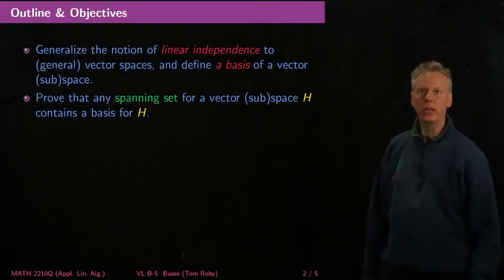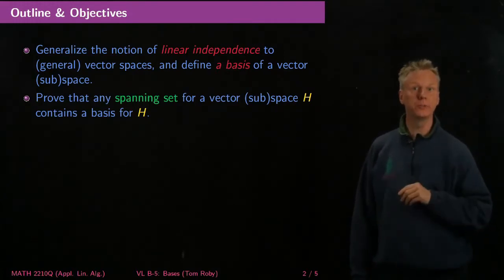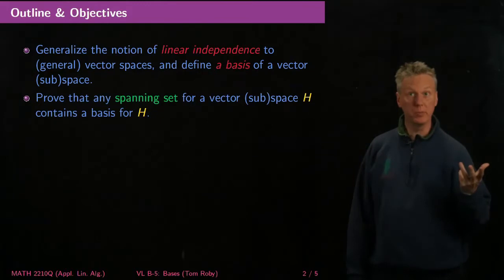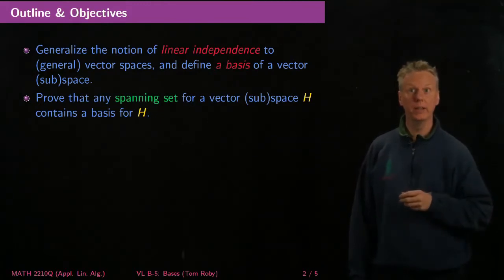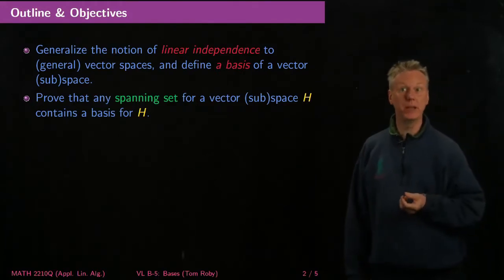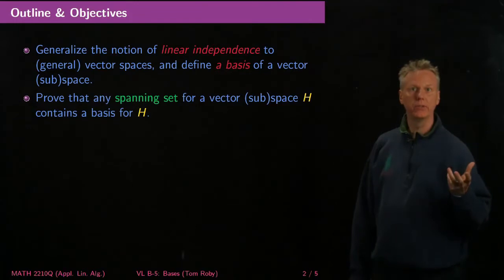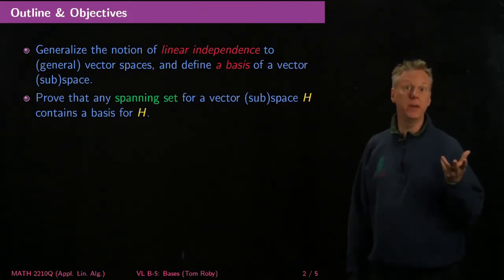We'd like to generalize the notion of linear independence to general vector spaces. This won't actually be very different from what we've already seen in R to the n. And we'll define a basis of a vector space, or a vector subspace, really. And we'll prove that any spanning set for a vector subspace H actually contains a basis for H.